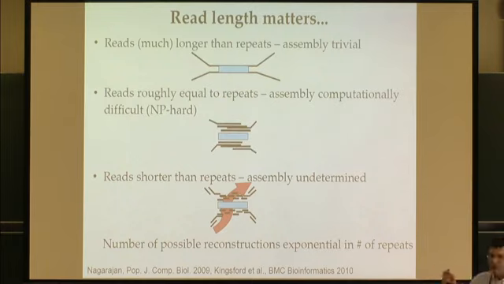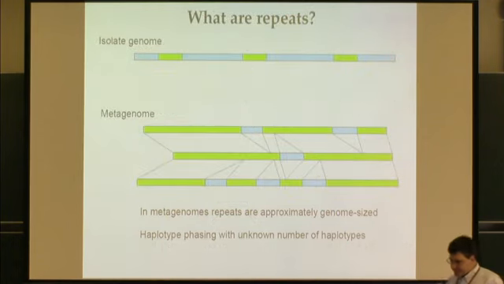And all of this you can actually prove quite carefully, and we have a paper in the Journal of Computational Biology describing this work. But if you think about assembly, the difficulty of assembly comes from this interplay between read length and repeats, so you have to ask what the repeats are, right? And this is where metagenomic assembly gets really interesting, because if I'm looking at a single isolate genome, these green parts are repeats. There's some section of the genome that's repeated in multiple copies.